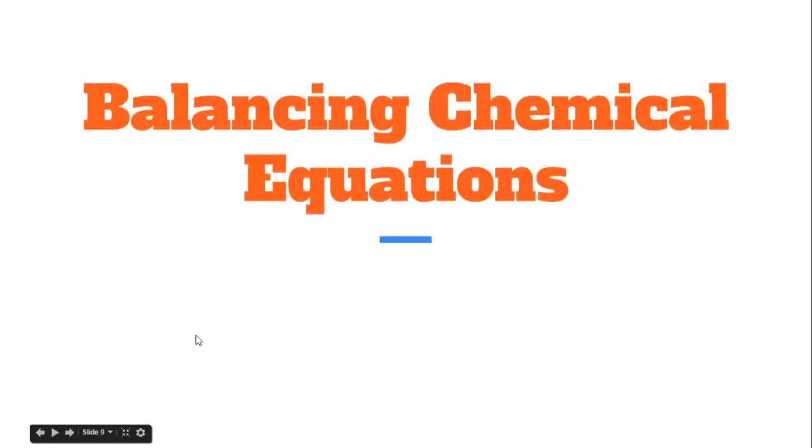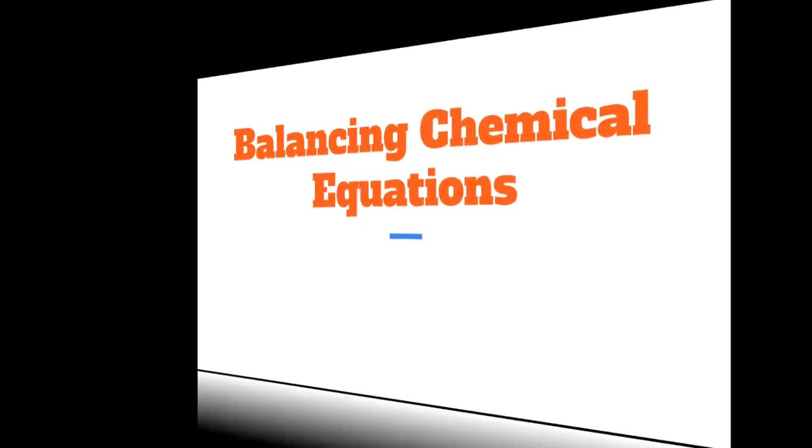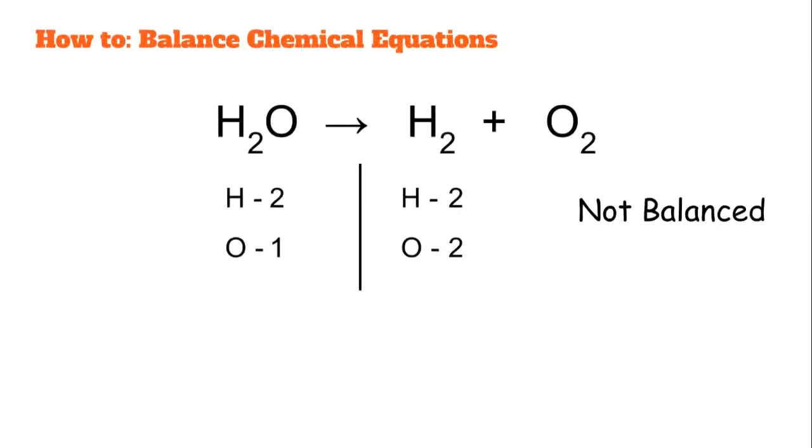In this lesson, we're going to learn how to balance an unbalanced chemical equation. So let's take a look back at this example that we started earlier. H2O yields H2 plus O2. We determined that this is not a balanced equation because the oxygens on the reactants and the product side are not the same, so this is not balanced.